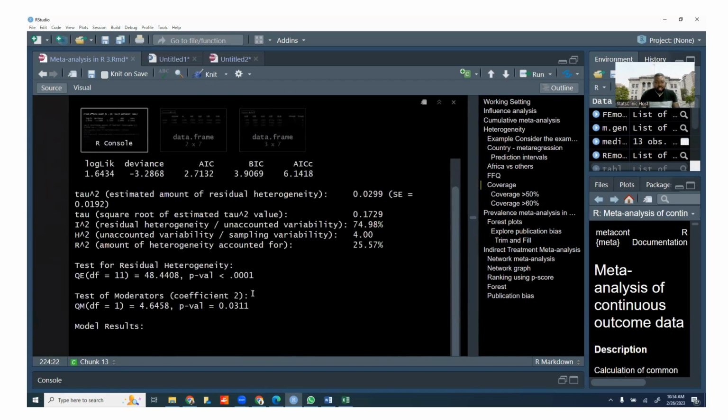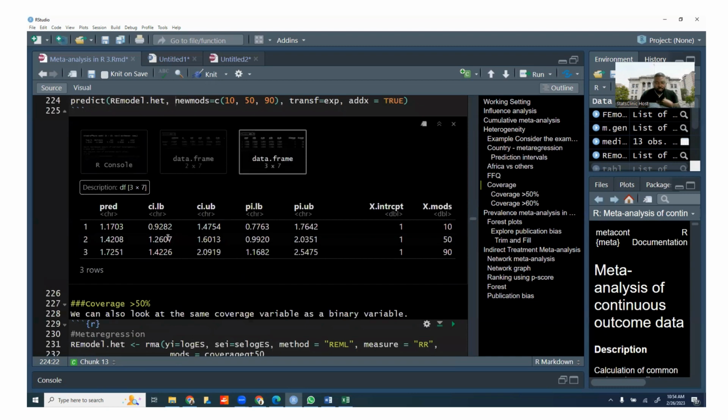first of all, you will see that the test of moderators p-value is 0.03. It tells us that this is significant. There is something here: as coverage increases, there is a change in whether media campaigns were effective or not. So you will then look at the prediction interval. If the coverage was 10%, then we had 1.17 as the relative risk, and it was not significant.